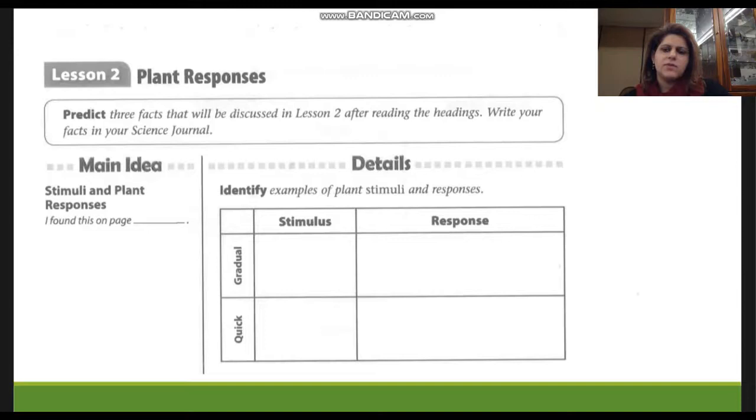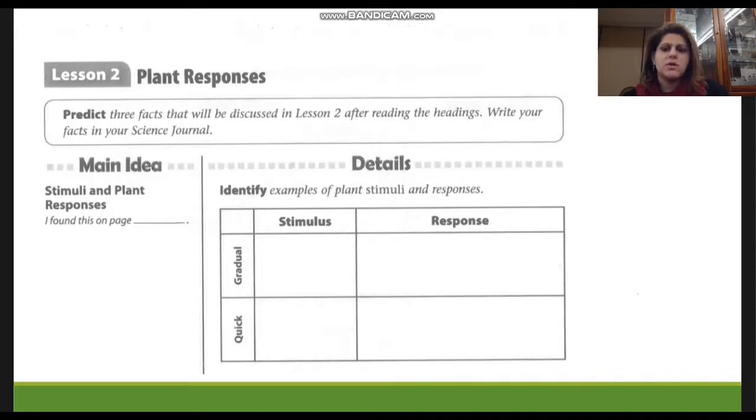So starting with the first exercise, identify examples of plant stimuli and responses. So you already know that whenever you have a stimulus, you will have a response. And I gave you the easiest examples. For example, you're hungry, that's a stimulus. You eat, that's the response. You're cold, you put a jacket on, so stimulus, response. So what about the plant stimuli?